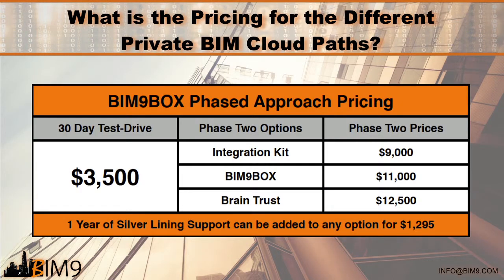So as for a breakdown of the phased approach pricing, the 30-day test drive is $3,500. Then you add which migration path fits your application the best. The integration kit, where we configure the private BIM cloud on your own hardware, is $9,000. Keeping the BIM9 box from the test drive, then integrating the rest of your organization is an additional $11,000. And choosing the brain trust option, where we teach you how to build your own private BIM clouds, is an additional $12,500.